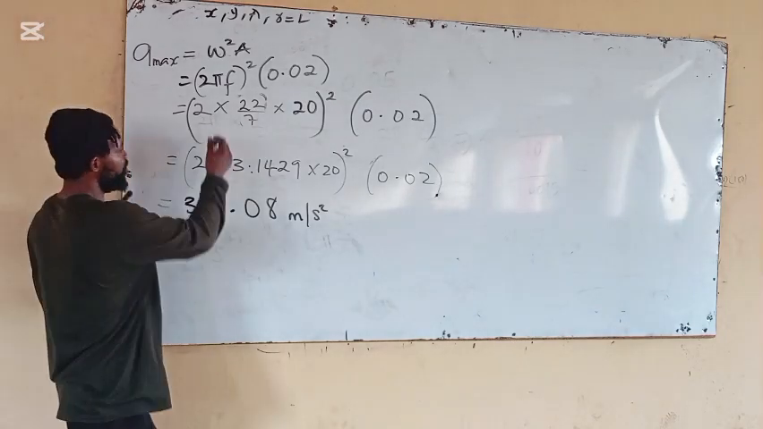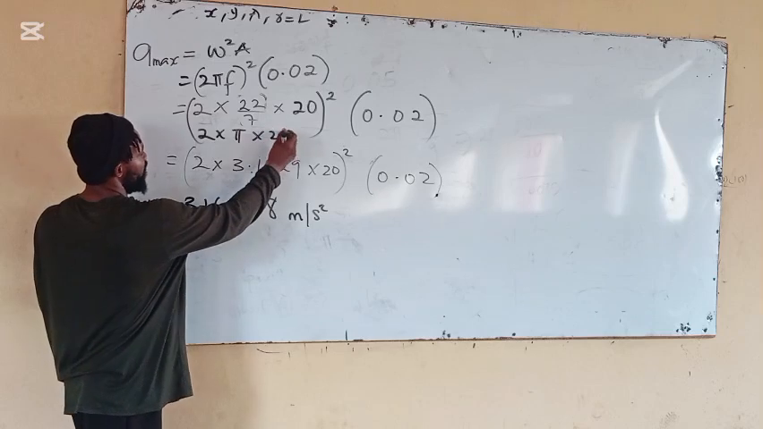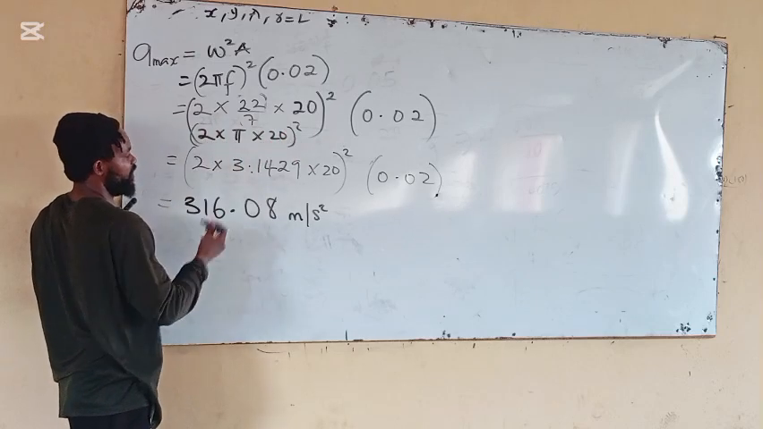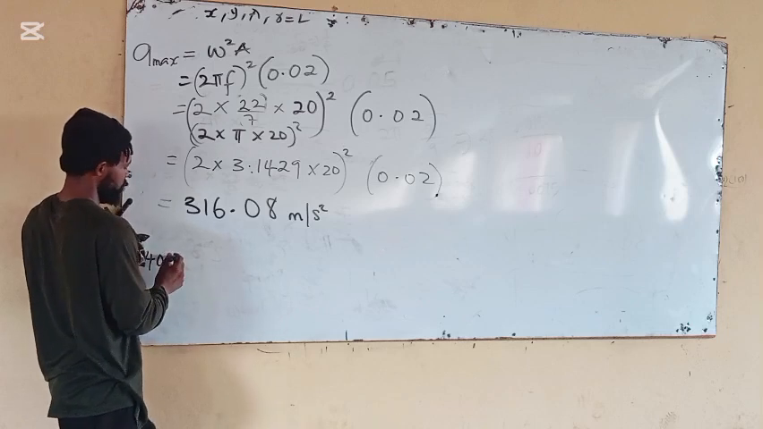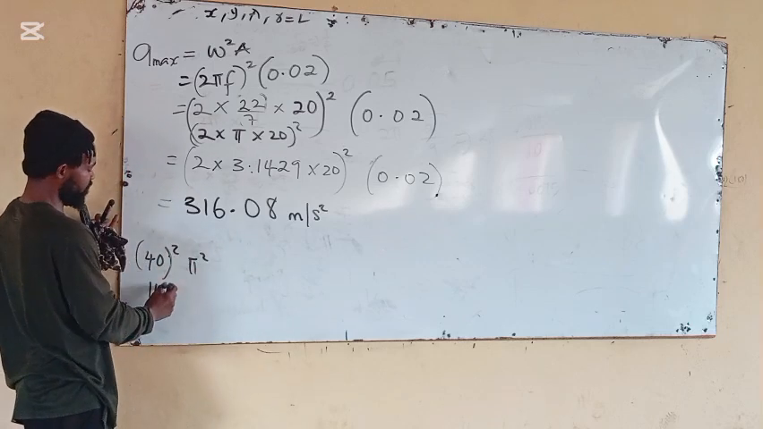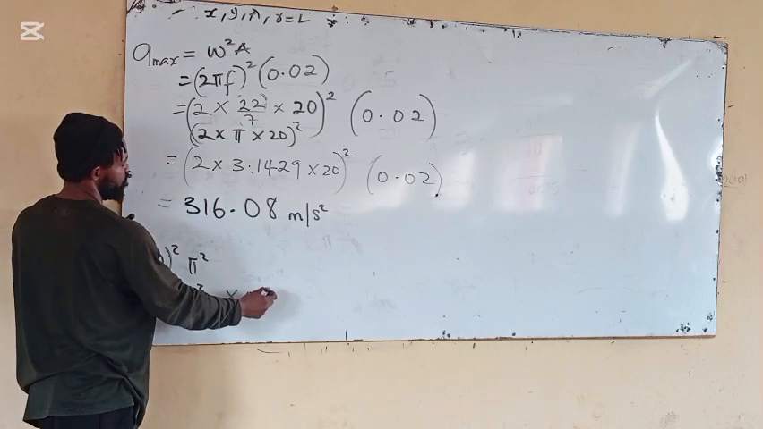If we still do it that way, it will be the same as saying, let's just do 2 times pi, then times 20, all squared. But do for me 40 squared. But 40 squared is what? 1,600 pi squared. So 1,600 pi squared. Is it not true? Yes. But times it is 0.02.